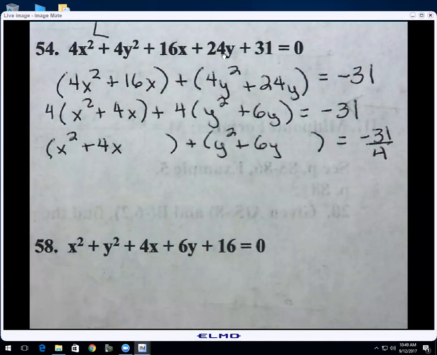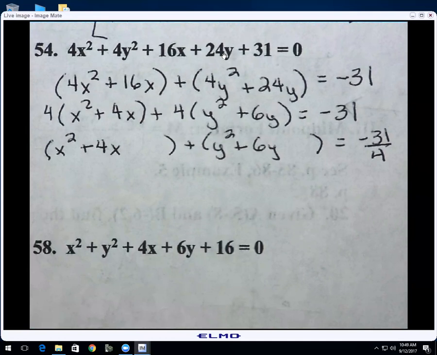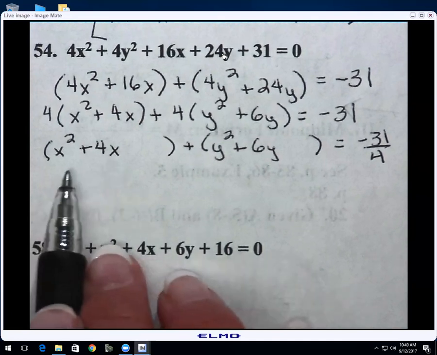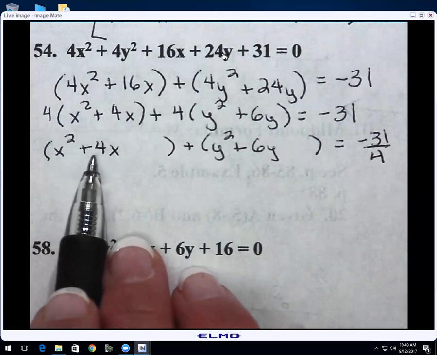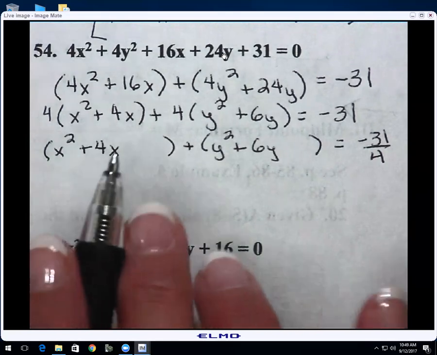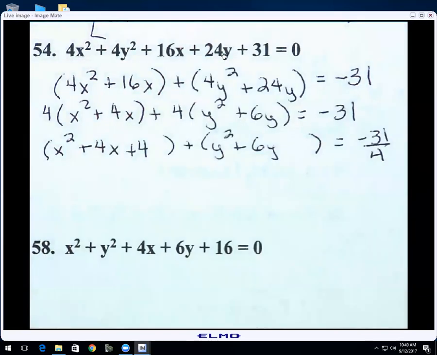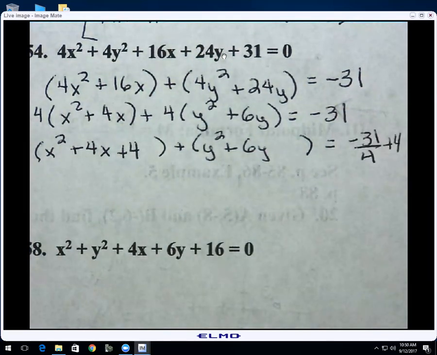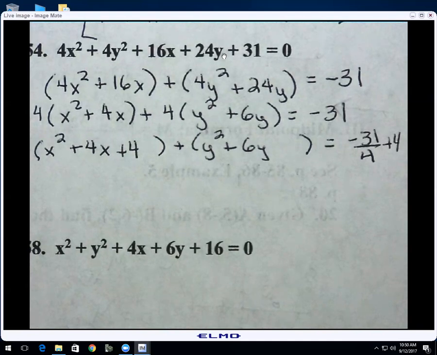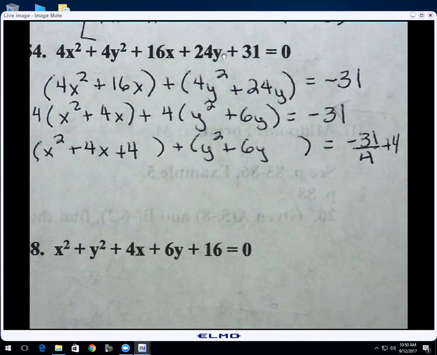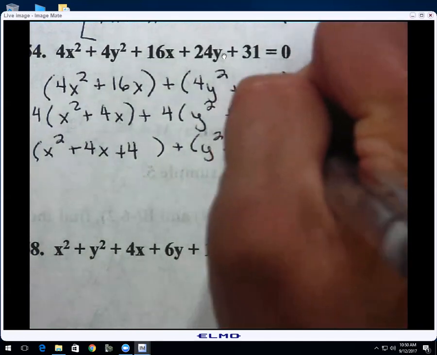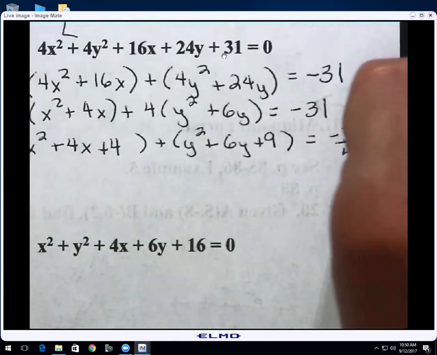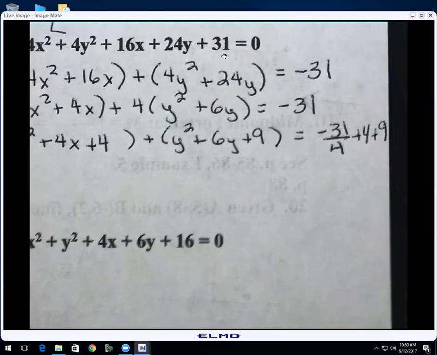What do I have to add to complete the square on the x's? Half of 4 is 2, and then square it. I add 4 to the left. I have to add 4 to the right. What do I have to add to complete the square on the y's? Half of 6 is 3. 3 squared is 9. I add 9 to the left. I have to add 9 to the right.